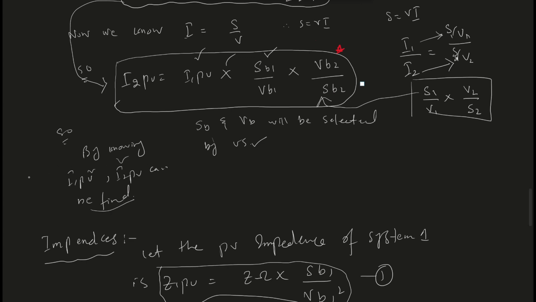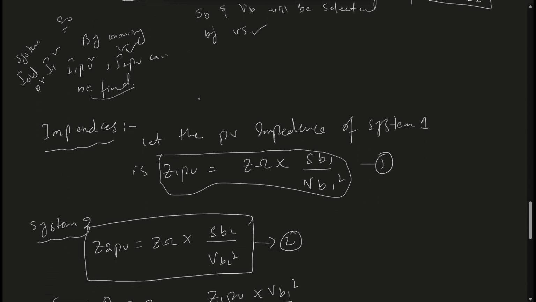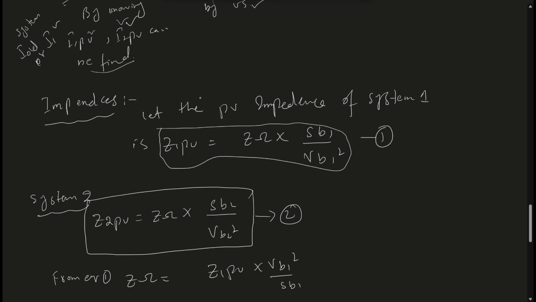If we know the old system 1 value, like we already have some value of I, which I can refer to as I old or I1, I can find the value of I2. Now that was the current in system 1 and system 2. Let's move forward to impedances. How to find impedances if we have Z old and we need to find Z new.